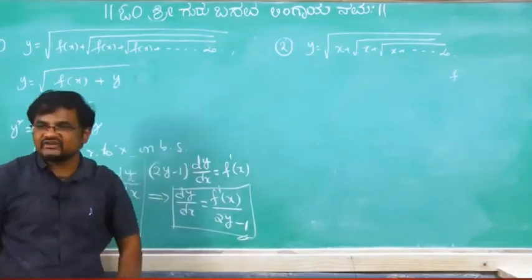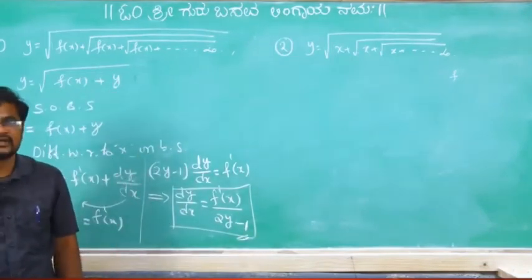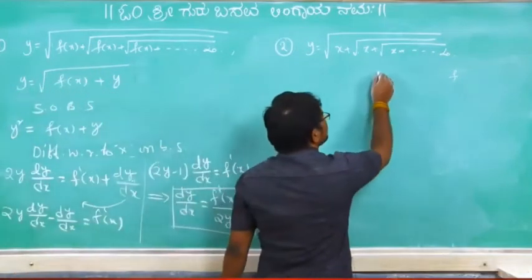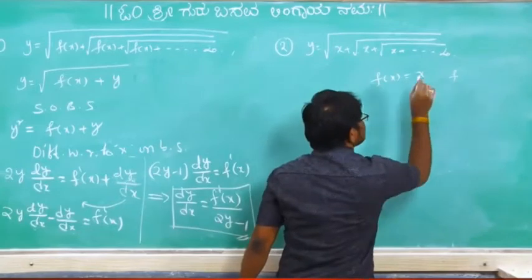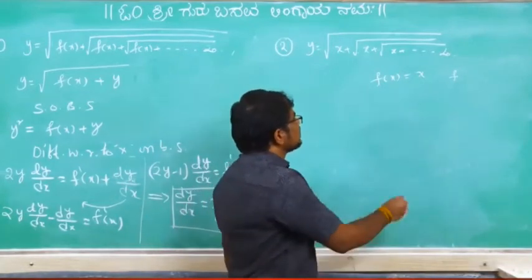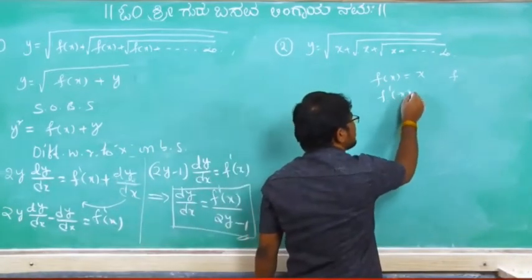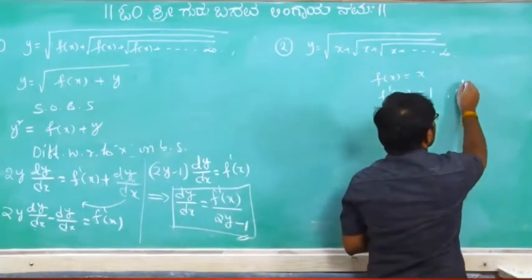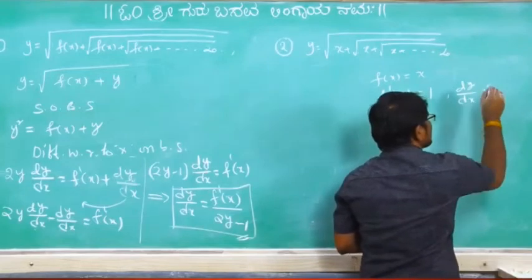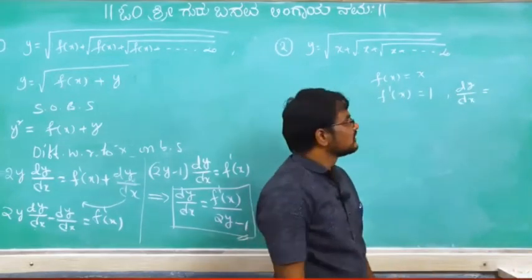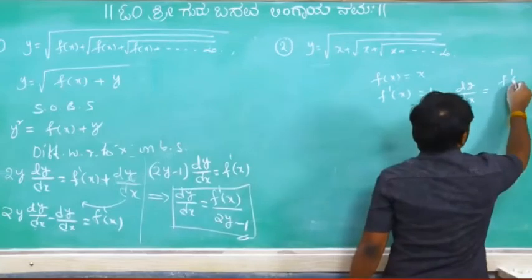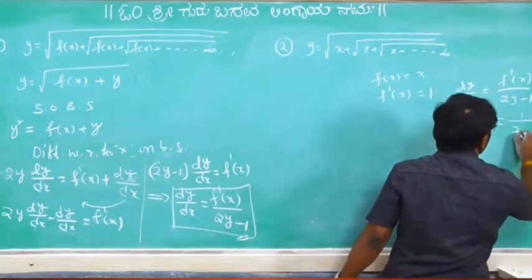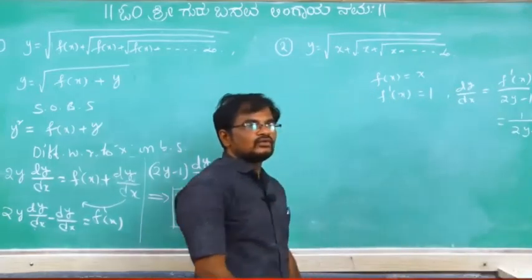Now in this one, what is f of x? In place of f of x, x is there. So f of x equal to x. Differentiation, that is f dash x, is 1. Now what is dy by dx? f dash x by, already we know, 2y minus 1. So 1 by 2y minus 1.